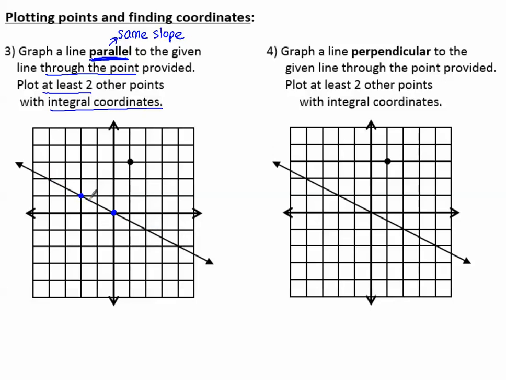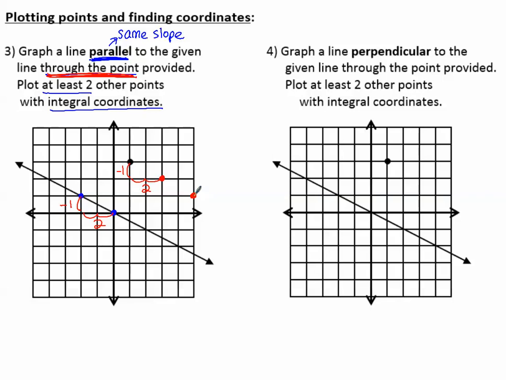From one point on the left to the point on the right, I count the slope down 1 and then over 2. So if I'm using this point, because it says it has to go through the point, then I'll start here and I'll count the same slope, down 1 and over 2, and then I put another point. Now it says plot at least 2 other points, so I could do it again, down 1 over 2 and plot another point.